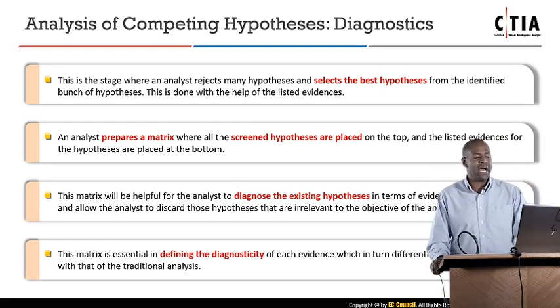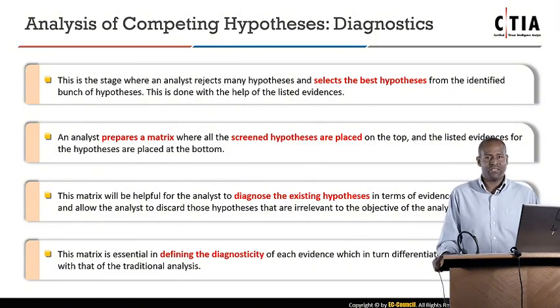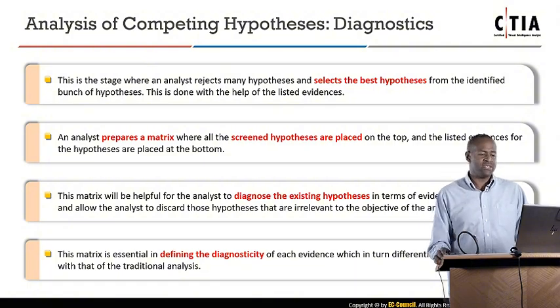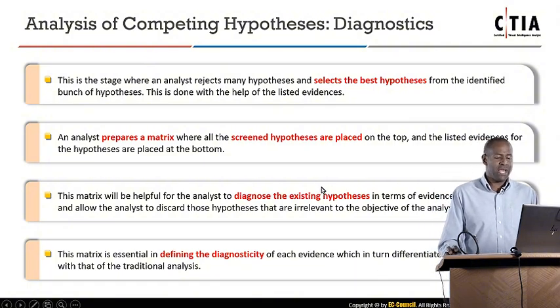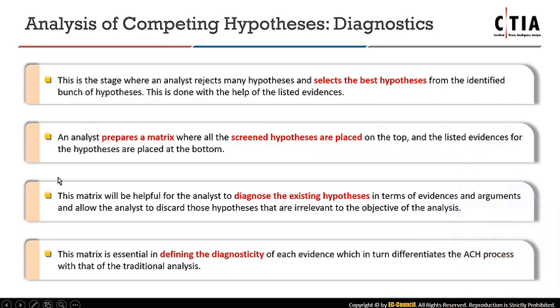Next, we look at diagnostics. So this is where we talked about rejecting, right? So we're going to reject a huge number of hypotheses, perhaps, or depending on your analysis, and select the best one from your bunch, your group of hypotheses. And it's going to be done with a look and an eye to all the evidences that have been listed. And so there's going to be a matrix prepared where all the screened hypotheses are around the top and the evidences for the hypotheses are on the bottom. So it's just a little matrix like a spreadsheet or a chart, a table.